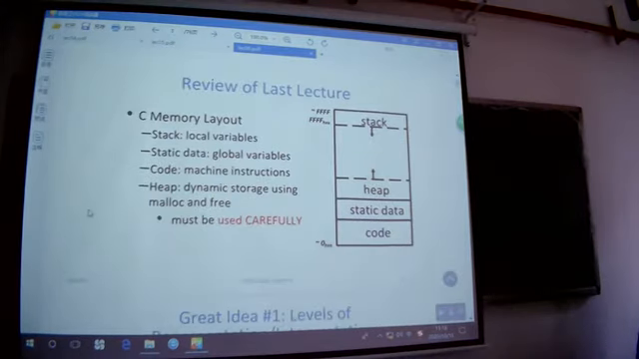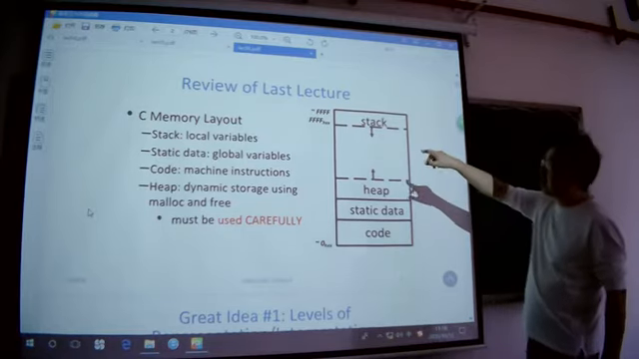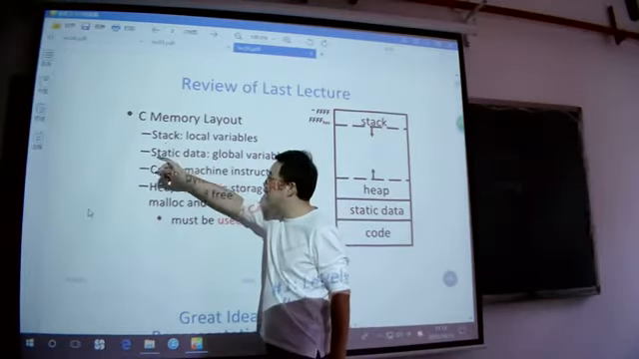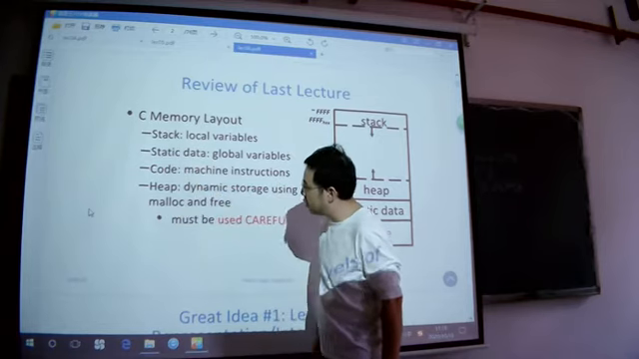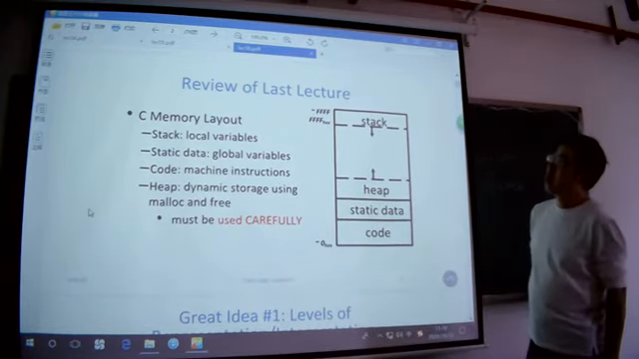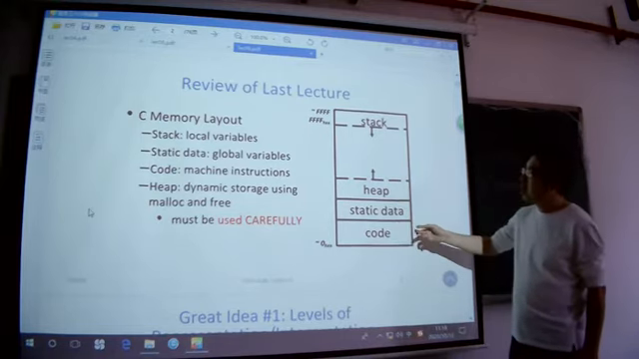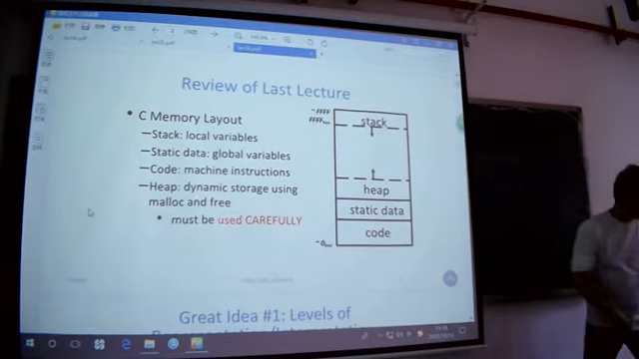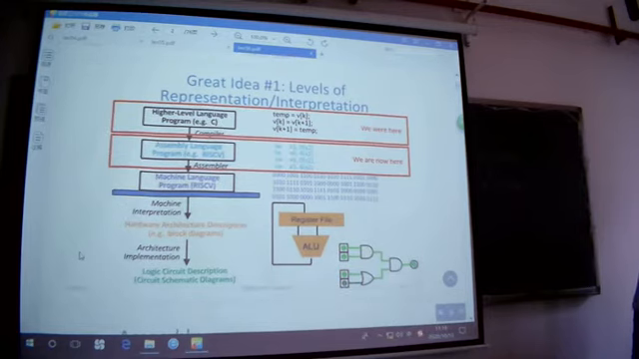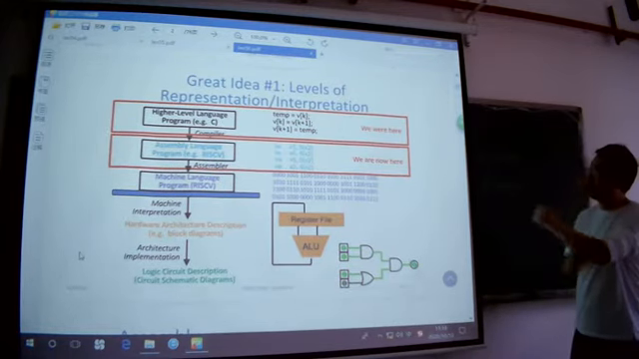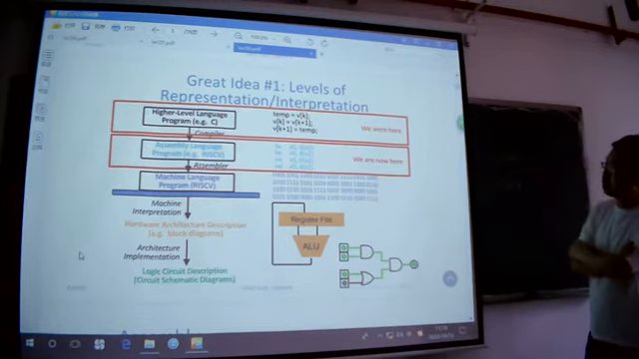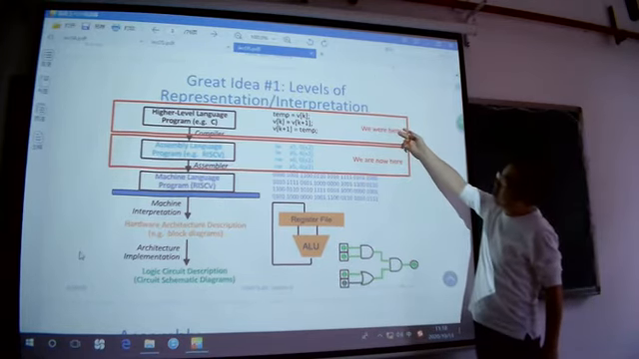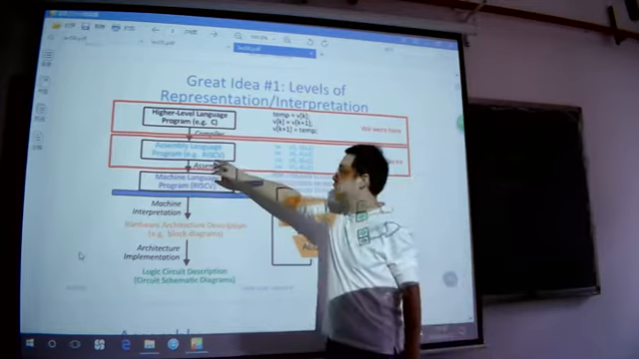Let's see the review of the last lecture, the C memory layout. You can find the static data, code, heap and stack are the four layouts. You can find in the image the code, static data, heap and stack shown in the structure. In great idea 1, the levels of representation or interpretation, we can find we are now here. In this section is the C program, in this section is the list file.